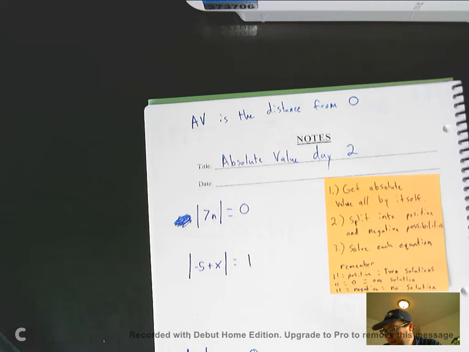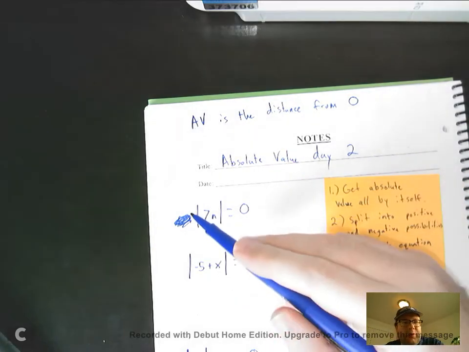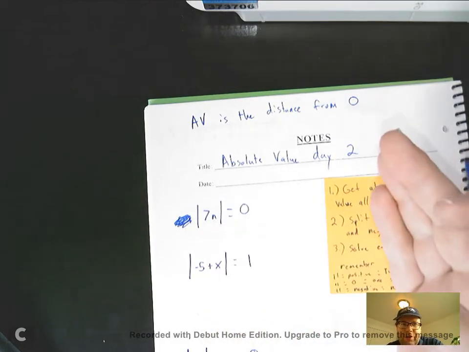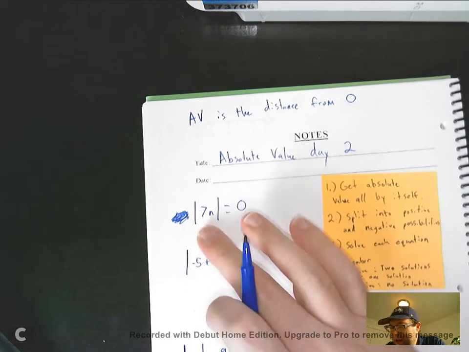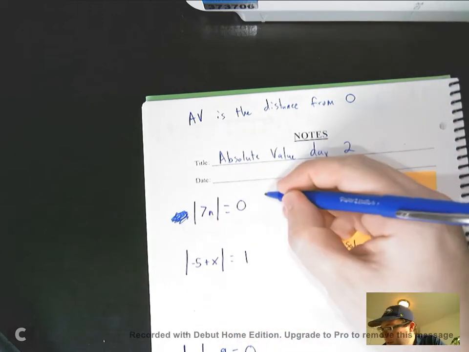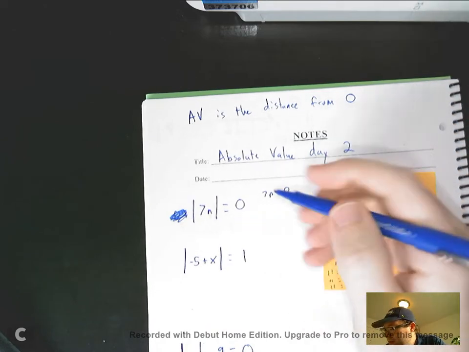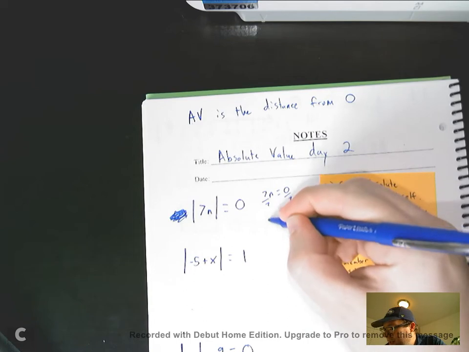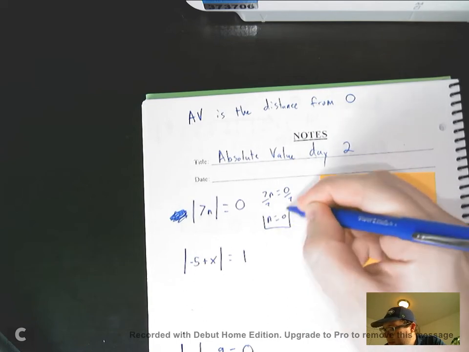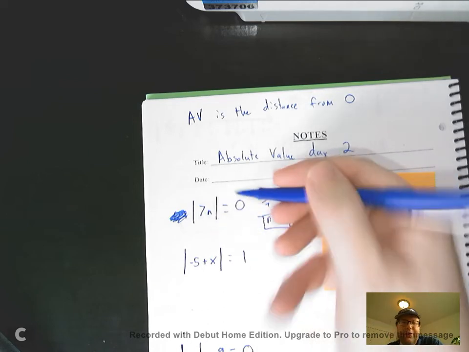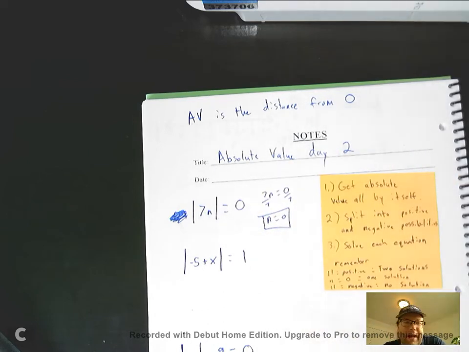So let's say I have the absolute value of 7n equals 0. So this is equal to 0, which means there's only going to be one possible solution. So that means that 7n has to equal 0 because it has to be just the one solution. So 7n equals 0, you divide by 7, right? And n would just be 0. That would be your one solution. Double check that. 0 times 7 is 0. 0 is 0 spots away from 0. So yeah, that's correct.